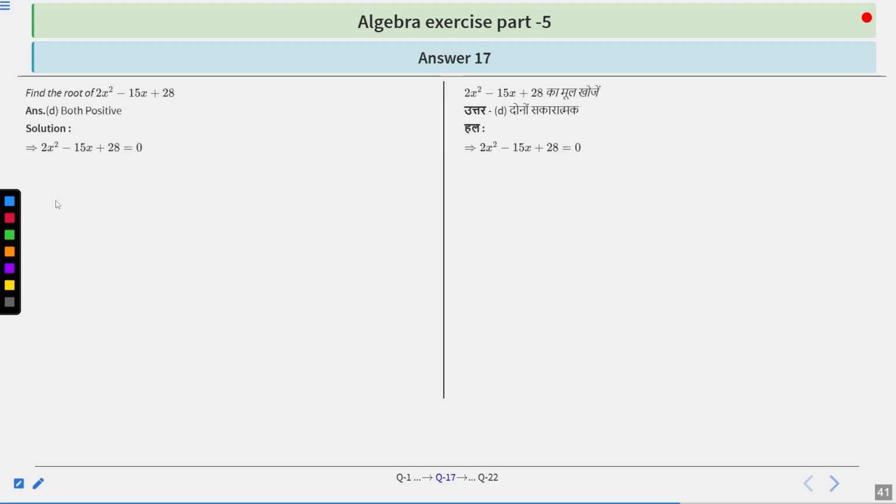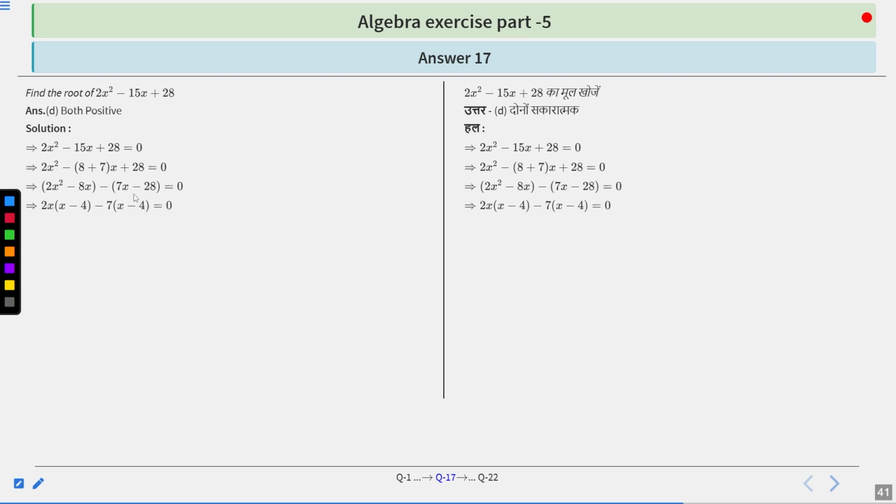So the given equation was 2x square minus 15x plus 28 is equal to 0. Now, 2x square minus 15x can be written as minus 8 minus 7 into x plus 28 equal to 0. So 2x square minus 8x minus 7x plus 28. The previous expression can be transformed as 2x square minus 8x minus 7x plus 28 equal to 0.